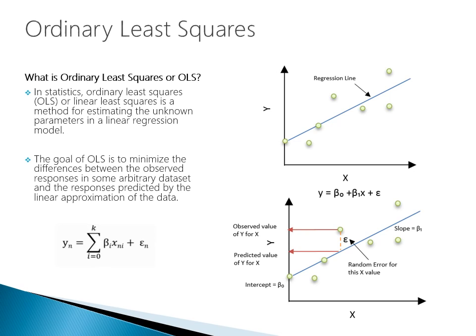So if I produce a straight line to fit the points at the top, I notice that not all of the points lie cleanly on the line. So the distance between the line and the point is the error term. And the goal of OLS is to find a line that minimizes the error terms.